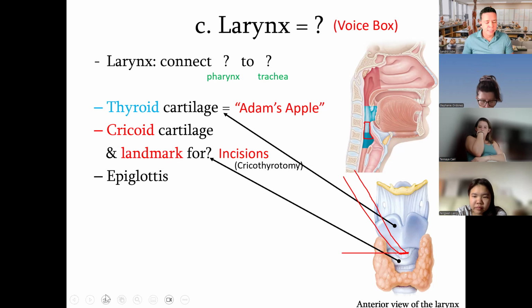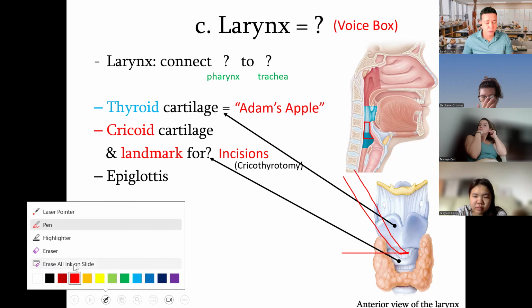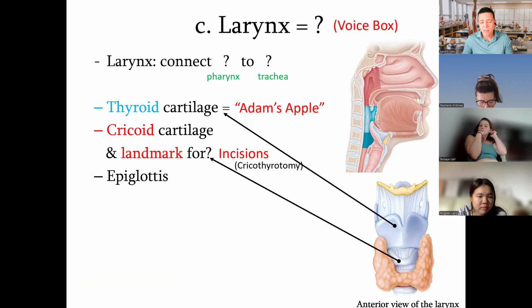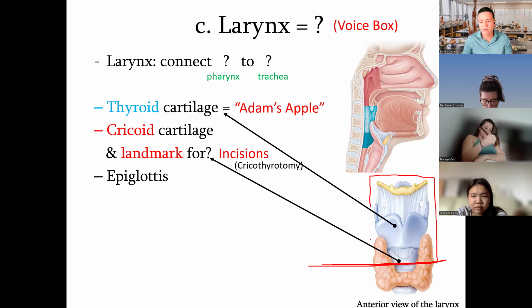Now, I also want to mention this, which a lot of people get confused in exams. The larynx ends right here. The cricoid cartilage is the landmark, the end point of the larynx, guys, right here. Because from this point down, we're going to have the trachea. It is not the larynx anymore. It is the trachea. Okay? So the larynx ends at the cricoid cartilage.